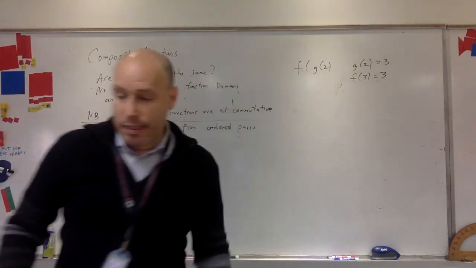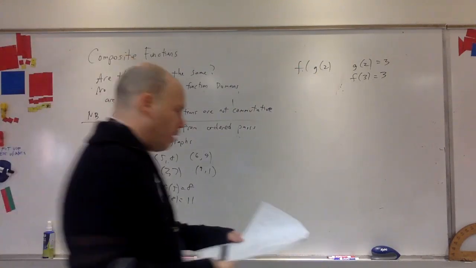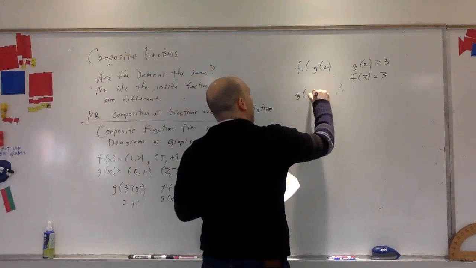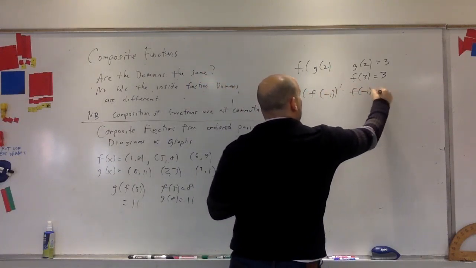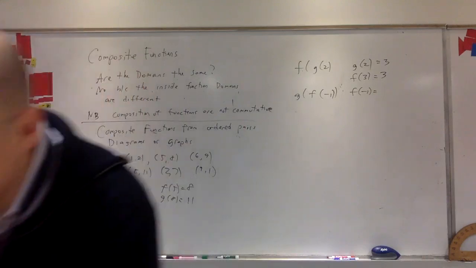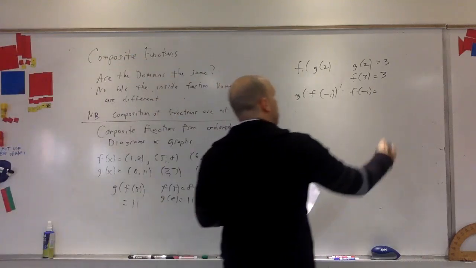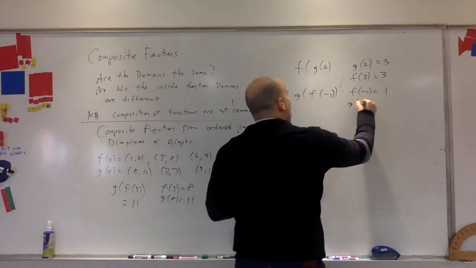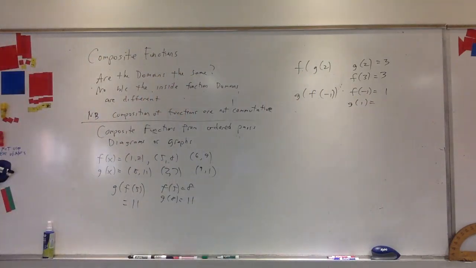Let's take a look at the next example. G of f of negative 1. Okay, so I want to find f of negative 1. Let's go to the graph. F of negative 1, that's 1 also. And then what's g of 1? Once again, the g is the green. At 1, that's about 3 or 2.5.